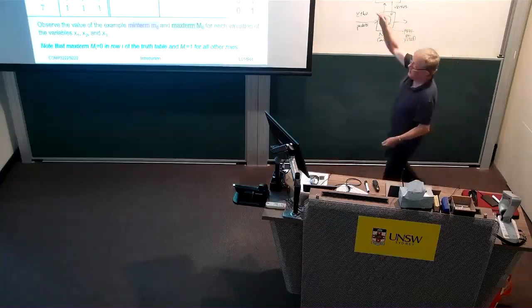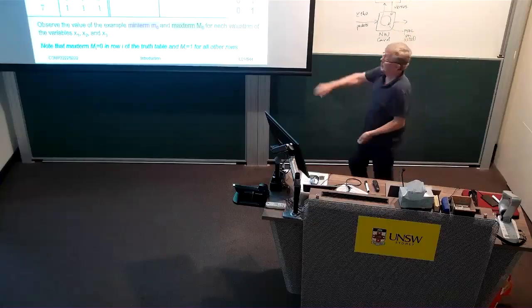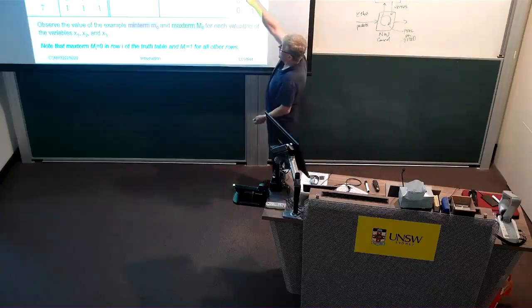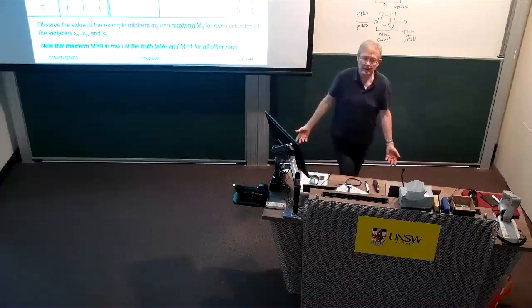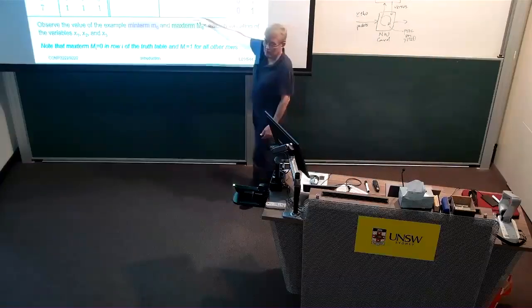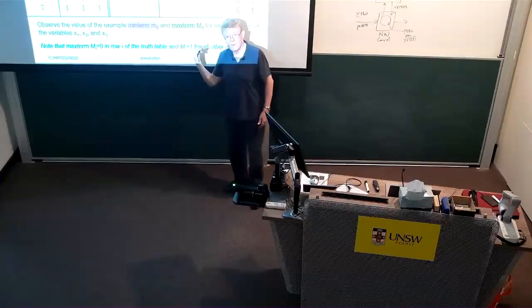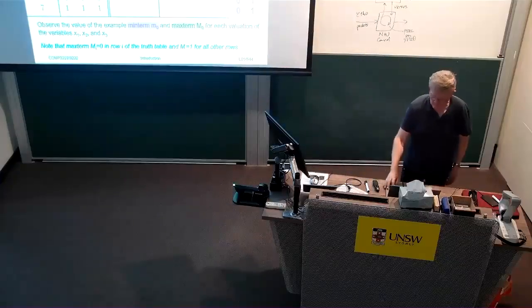It's going to be 0 in that first row and 1 in all other rows, right? Because in the first row, none of x1, x2, or x3 are 1. Therefore, it must be 0. But in every other row, at least one of those variables is 1, and therefore max term 0 would be 1. Right? Okay, very good.